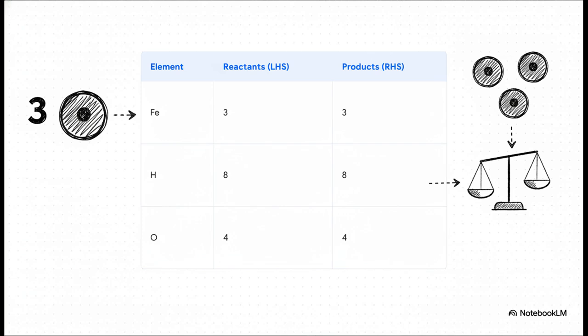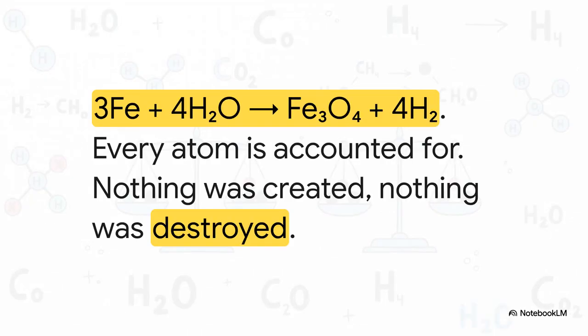Now look at that table. 3 irons, 8 hydrogens, 4 oxygens on both sides. It's perfect. And we are done. We have a beautifully balanced equation. 3 iron atoms plus 4 water molecules react to form 1 molecule of iron oxide and 4 molecules of hydrogen gas. Every single atom that went into the reaction has been accounted for coming out. Nothing created, nothing destroyed, just rearranged.